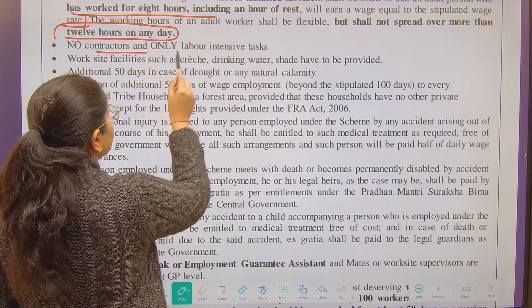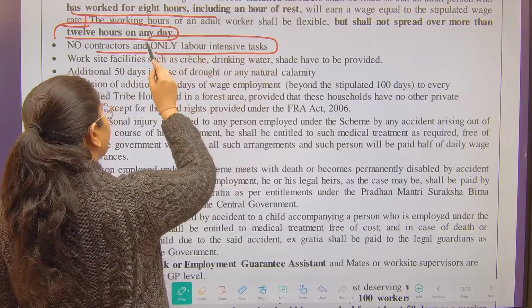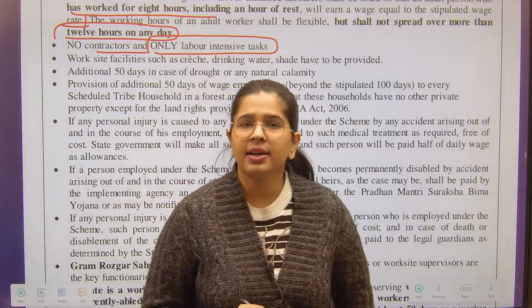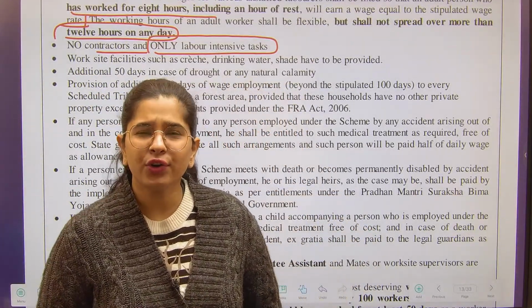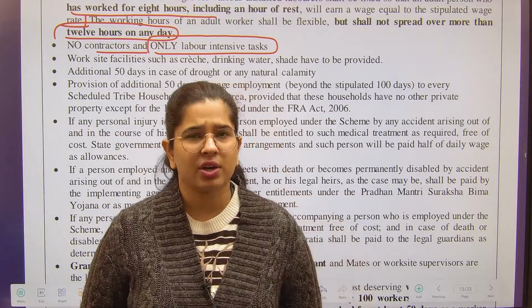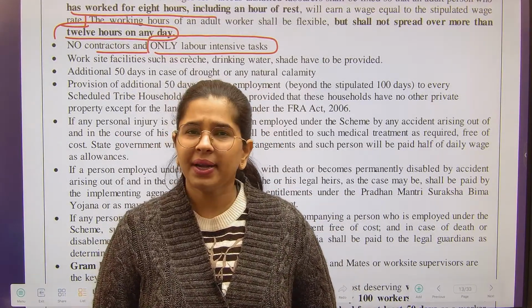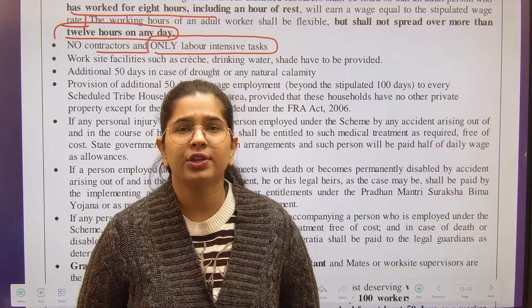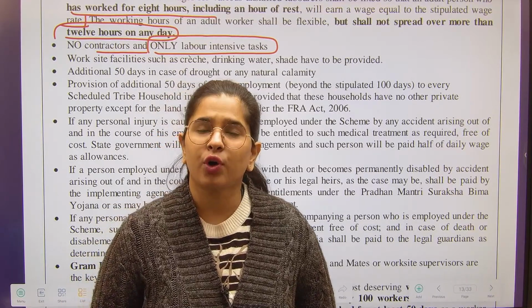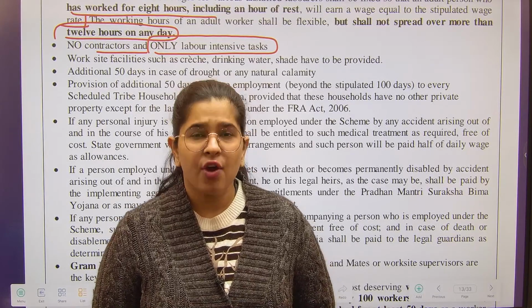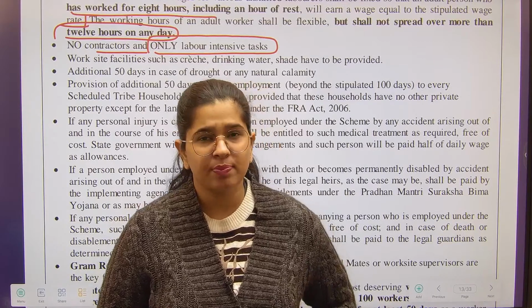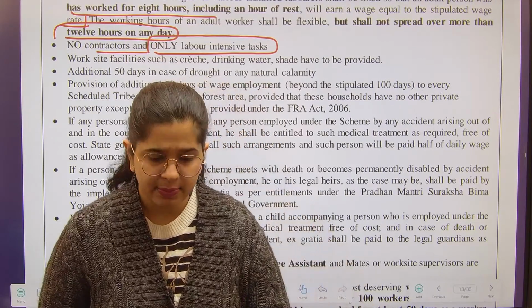No contractors and only labor-intensive tasks. Why are contractors not involved? Because understand this: we are not doing any kind of big construction works. The government does not want to do that. The government wants the laborers to take up simple rural projects which are important from the village perspective or the village usage perspective.